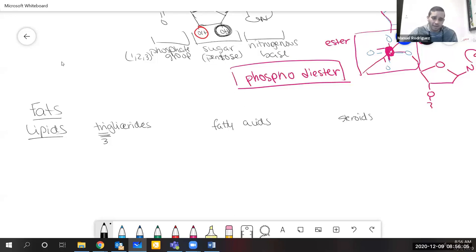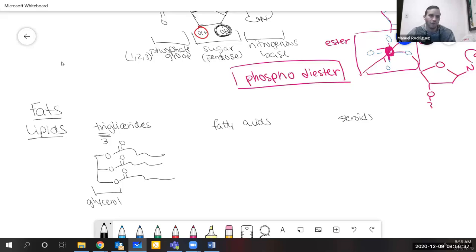So triglycerides are actually going to look like this. They have three chains with a bunch of carbons. So they have a chain, and this ending is a carbon. So three carbons and three oxygens. It's called glycerol. And it connects with three compounds that are a carbon chain with a carboxylic acid. In this case, you form an ester. But triglycerides look like that.